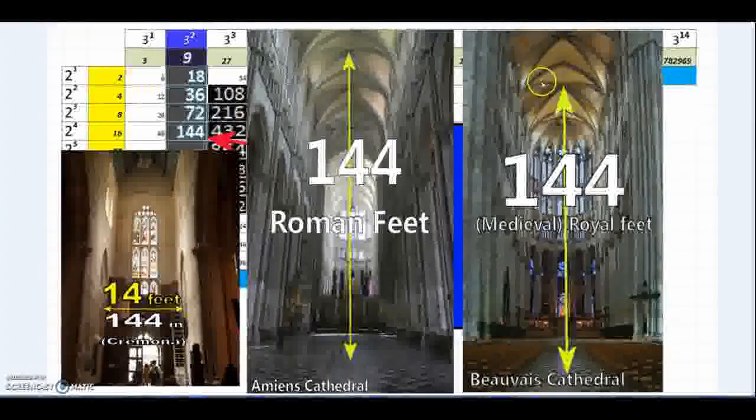Why that's important is, well, great series building the great cathedrals. I know they're special, but they were talking about Amiens Cathedral and Beauvais. Now, Amiens, the height of the interior is 144 Roman feet, and the Beauvais Cathedral, the height is 144 royal feet. I'm calling that medieval royal foot, so it's not confused with others later. But this is an essential element in cathedral church design.